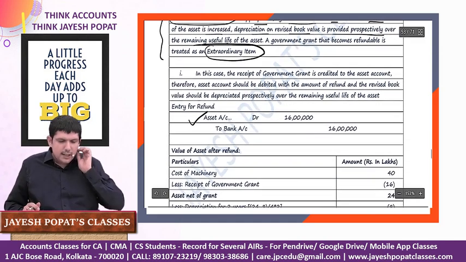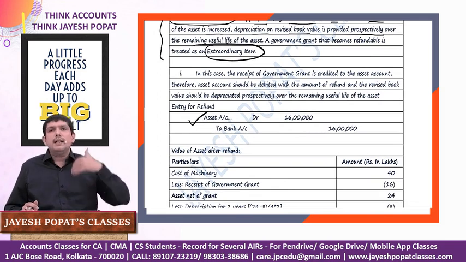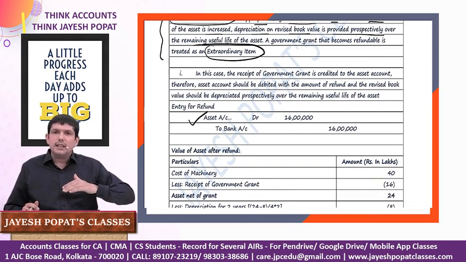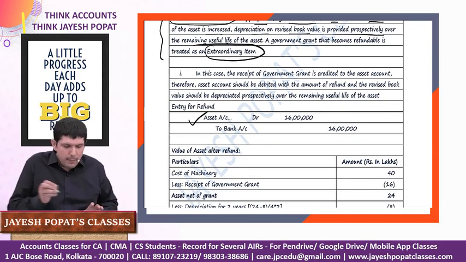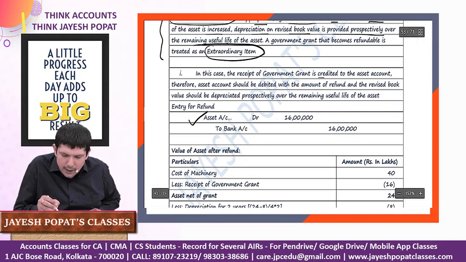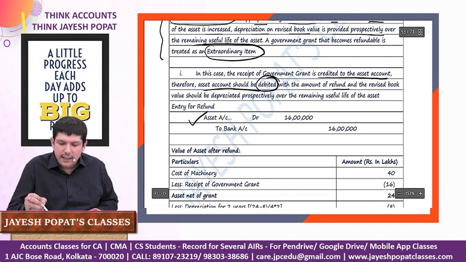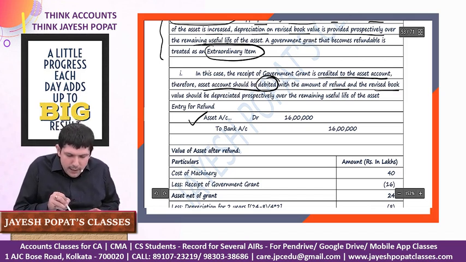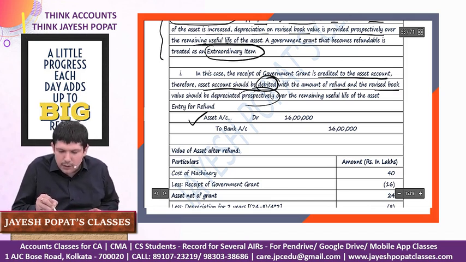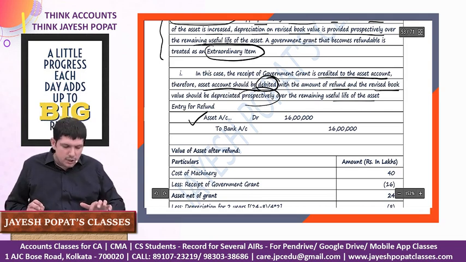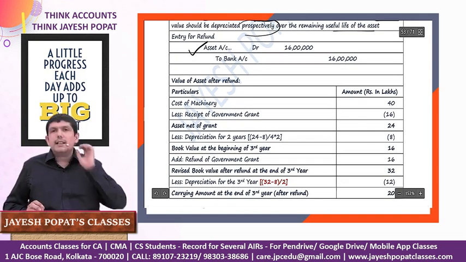So in the first case, when the grant was received, you made an entry bank account debit to machinery account. When it is refundable, you will make an entry machinery account to bank. In this case, the receipt of government grant is credited to the asset account. Therefore, asset account should be debited when the amount of grant is refunded and the revised book value should be depreciated prospectively over the remaining useful life of the asset. So here you will have to debit the asset account and credit the bank account.